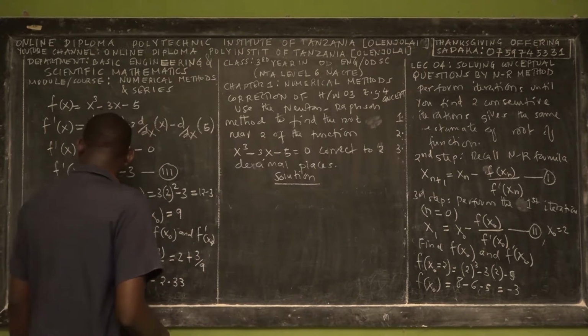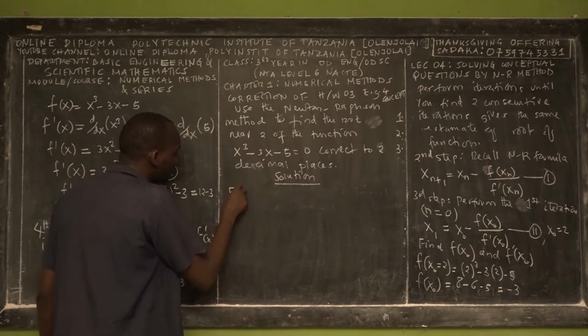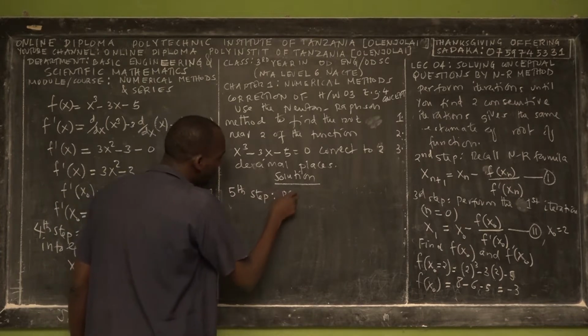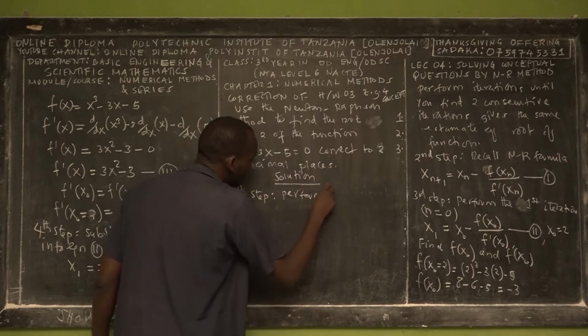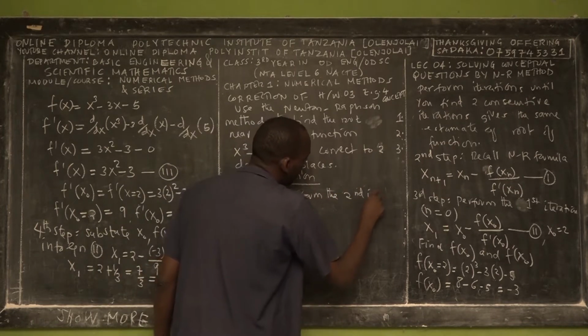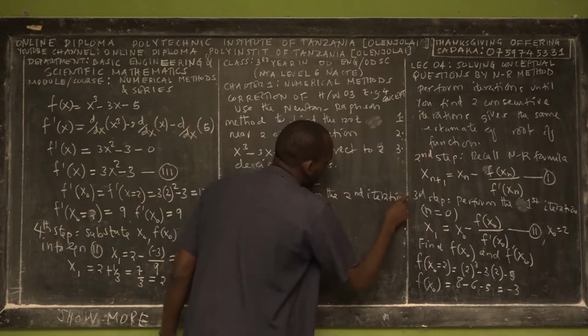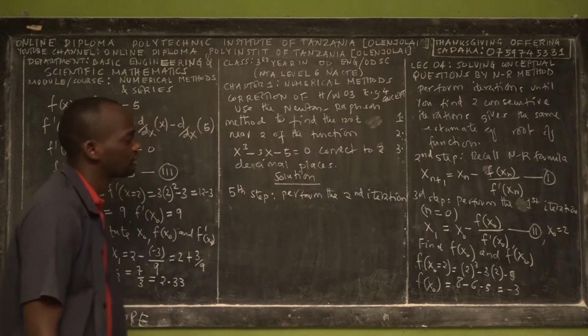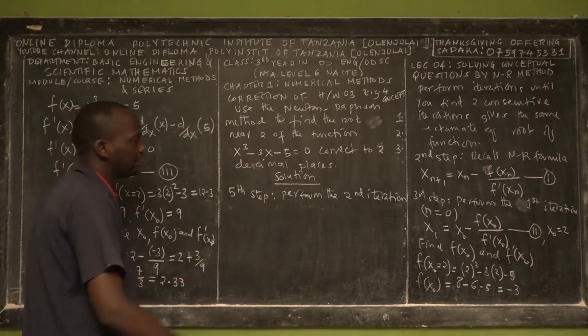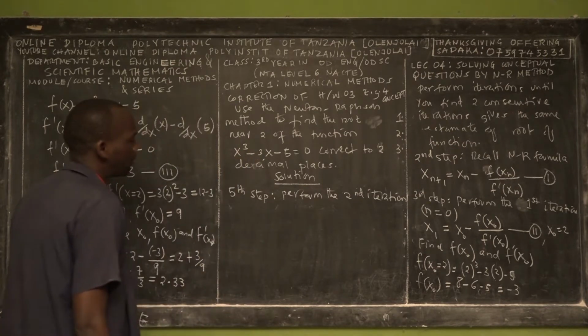So, ladies and gentlemen, we go into the fifth step. In the fifth step, you have to perform the second iteration. Okay, remember that we don't have an exact limit on the number of iterations, but we have the conditions, or we have the instructions. So perform the second iteration.